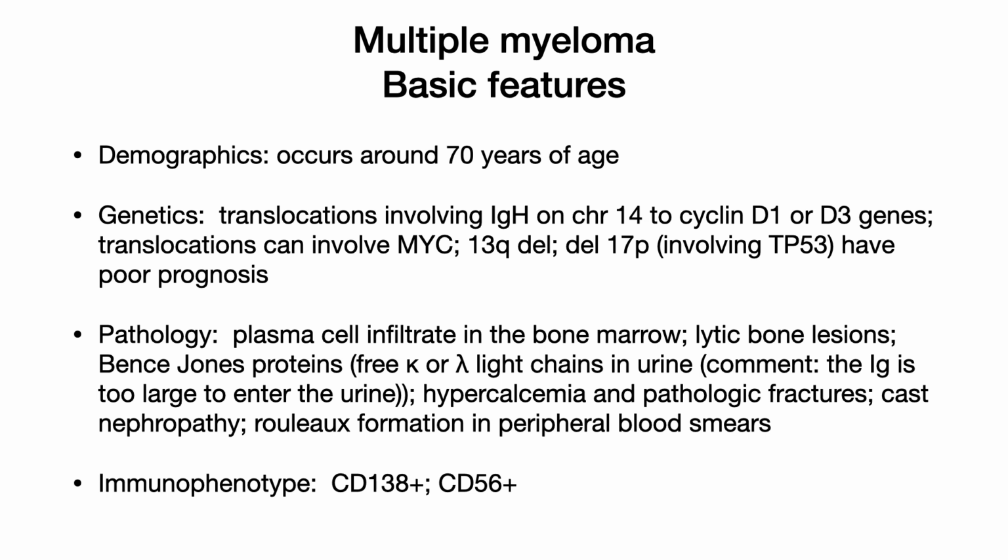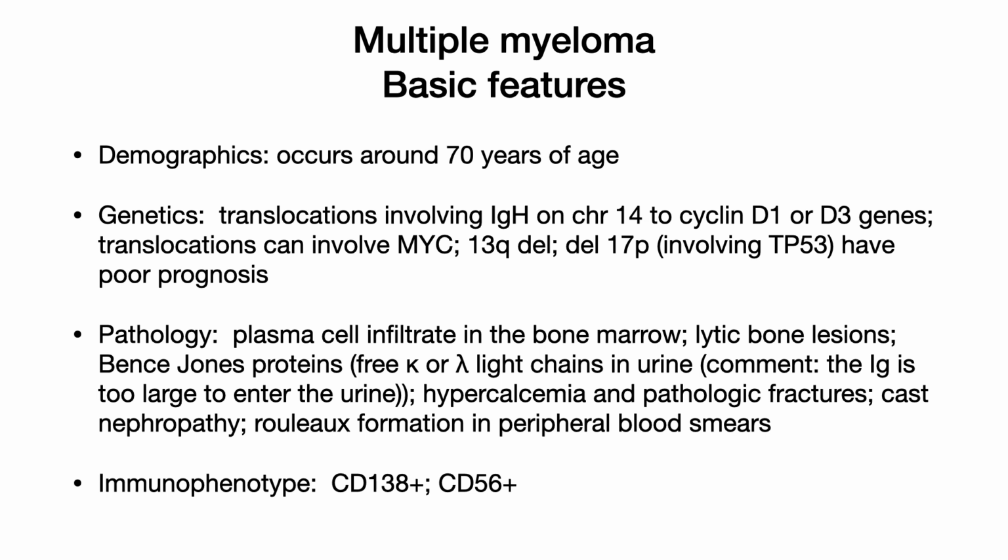They produce lytic bone lesions, and then you can get the free lambda and kappa light chains, what they call Bence-Jones proteins. So the immunoglobulin won't go into the urine, but the light chains will. Because of that, that can lead to what they call a cast nephropathy, where you get casts in the kidney that can actually cause damage to the kidney.